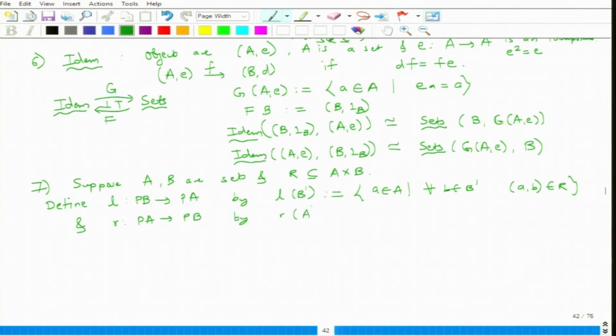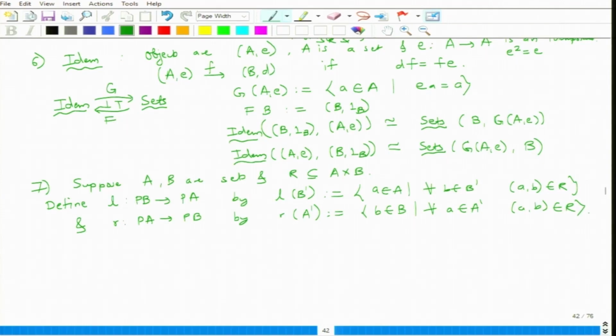R of A prime is defined to be all those B's in B such that for all A in A prime, A comma B belongs to R. Okay, so these are the two functions which are given. And obviously, because there are two functions going in opposite direction, we are talking about an adjunction over here.